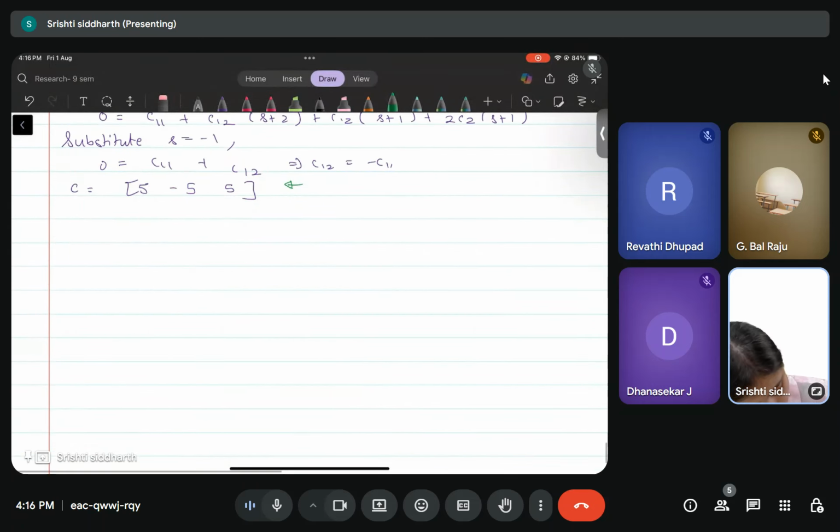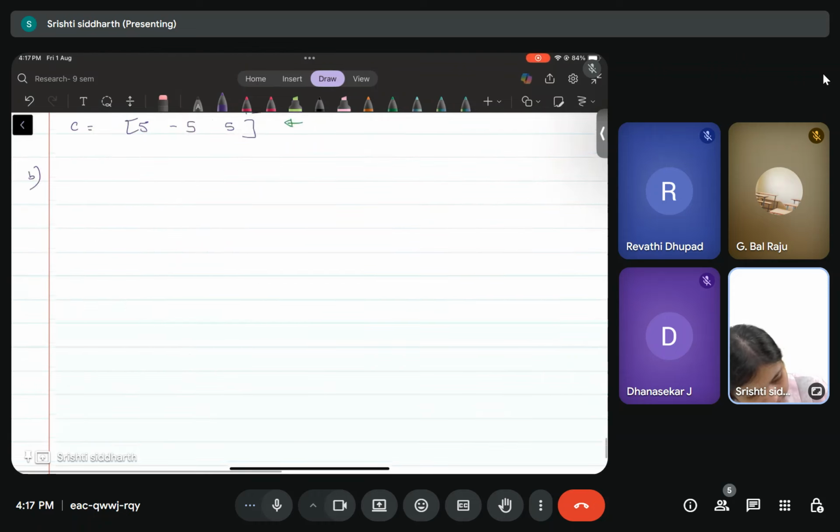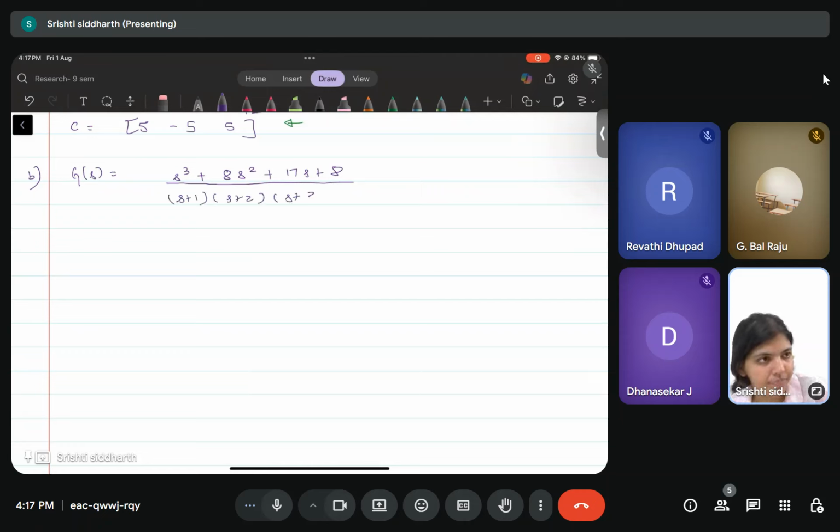So let's look at the next part. G of S equals S cube plus 8S squared plus 17S plus 8, and then we have S plus 1, S plus 2, S plus 3. Okay, so what do you observe? First of all, it's a proper transfer function.